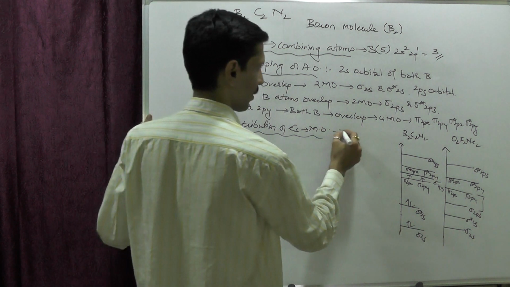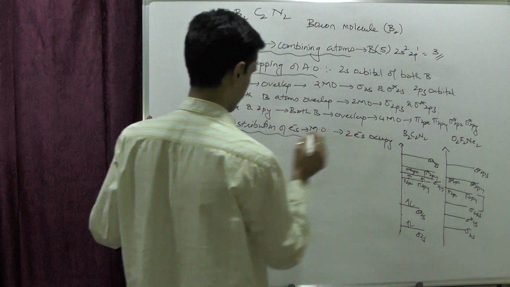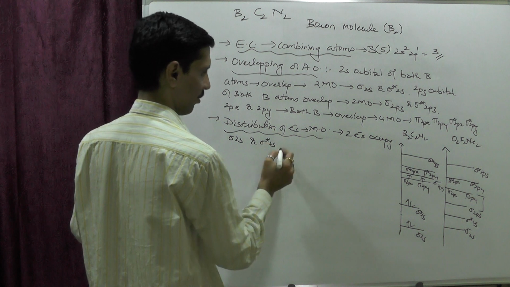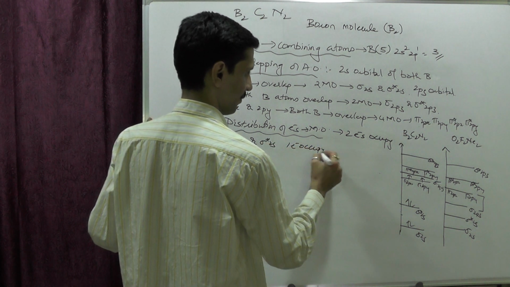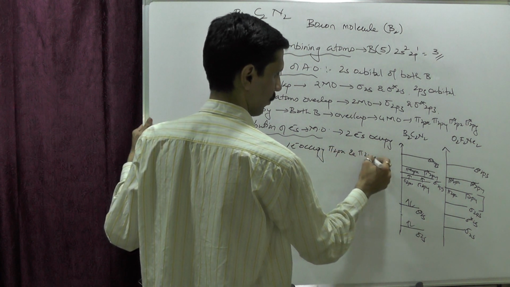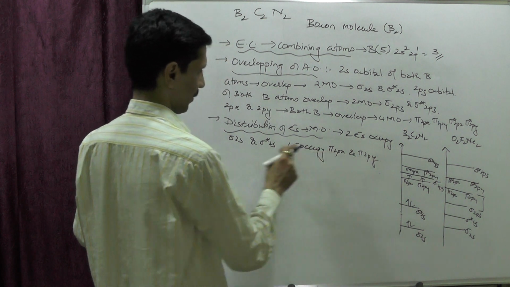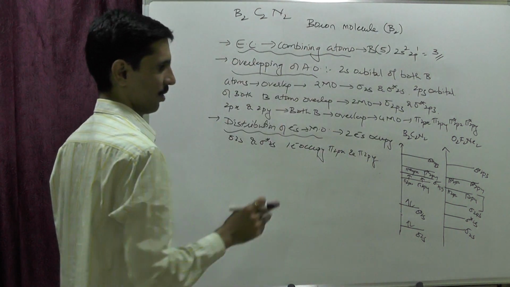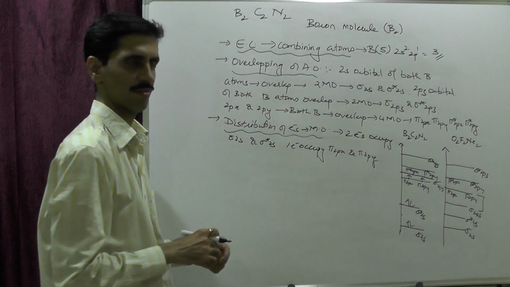So what do we have to say here? 2 electrons occupy sigma 2s and sigma star 2s. 1 electron occupies pi 2px and pi 2py. So how many electrons are there now, see: 2 electrons here, 4, and 2 makes 6. So I have to arrange 6 electrons. So 2, 2, 4, single, so that means 6 electrons.